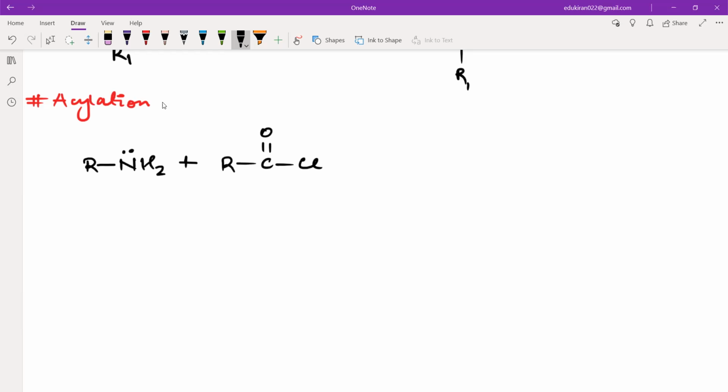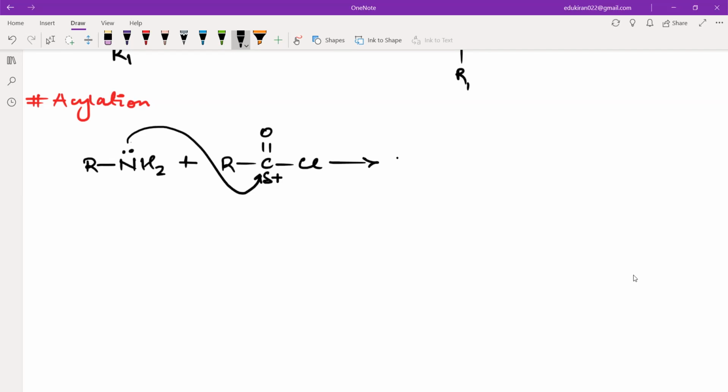This carbon, which is the carbonyl carbon, is delta positive, yes or no? Because it is attached to oxygen, which is electronegative, and chlorine, which is also electronegative, right guys? Yes, sir. Now, what is going to happen? It is going to attack on this carbon atom. That means this nitrogen is going to attack on the carbon atom.